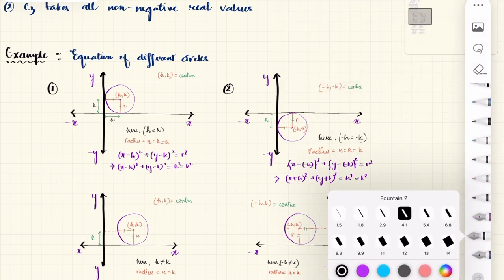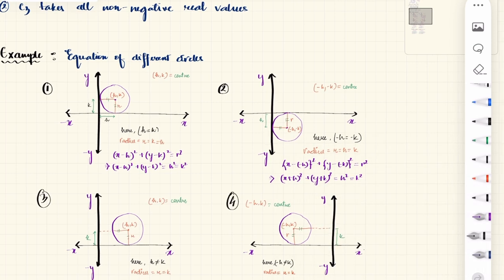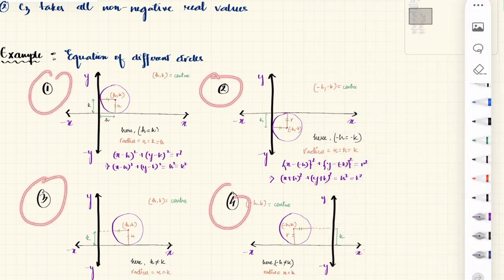I have more. How many examples? I have 4 examples. 1, 2, 3, 4. We have 4 examples.